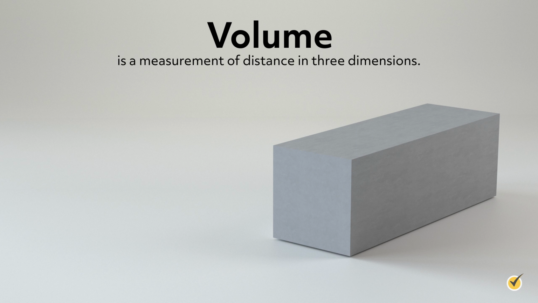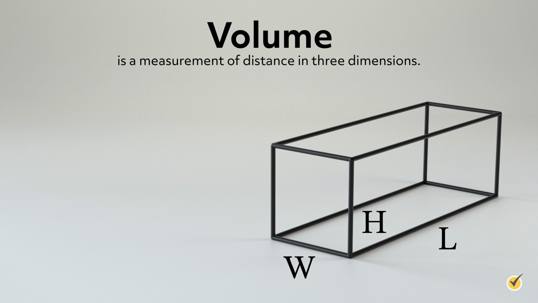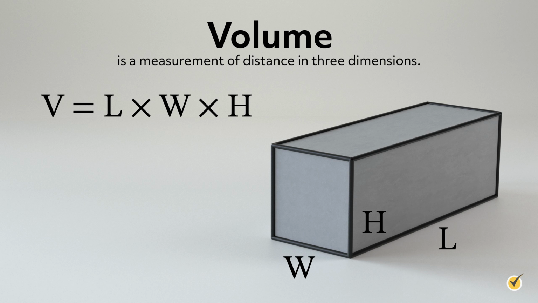To better interpret the mathematical nature of this statement, let's remind ourselves what volume and pressure are. Simply put, volume is a measurement of distance in 3 dimensions. A rectangular box, for example, has the dimensions of length, L, width, W, and height, H. The volume of the box is V equals L times W times H.